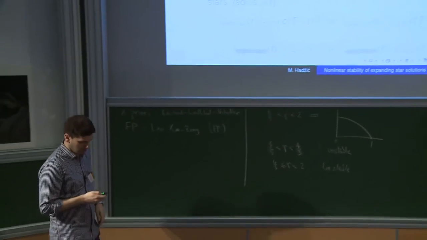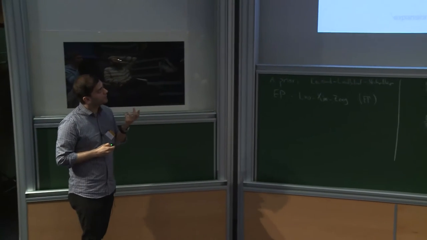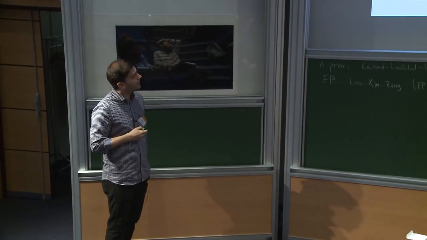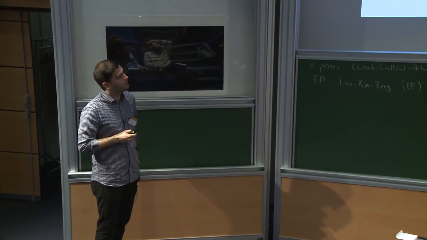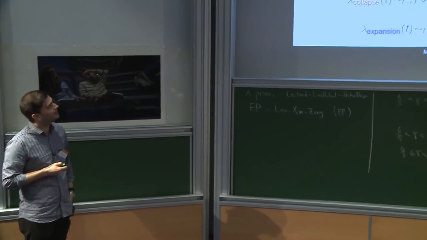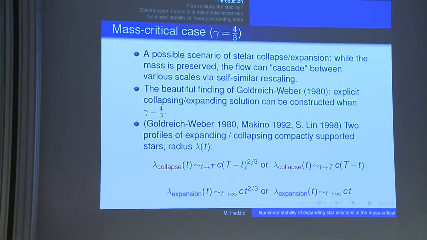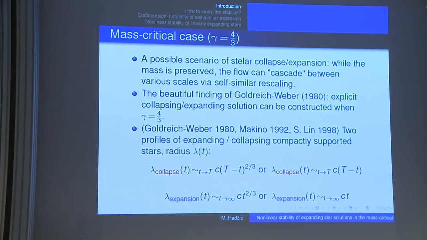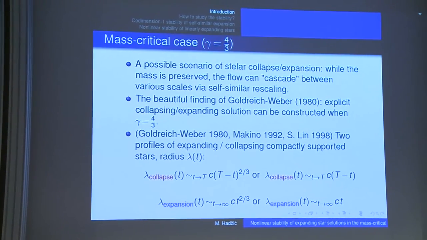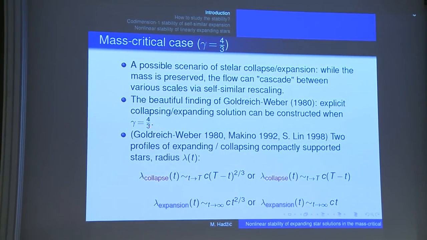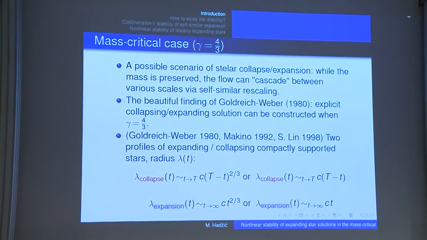It's very natural. So the beautiful thing about this is that, in fact, there is a result of Goldreich and Weber, who were physicists in 1980, where they found explicit examples of collapsing and expanding solutions, of examples of stars, in this mass critical case.